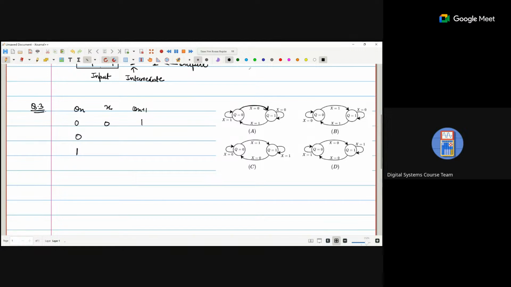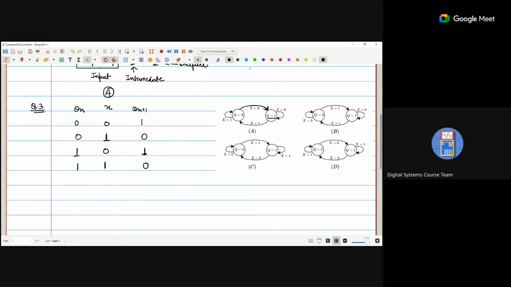Again, Q state, when x is 1, it becomes a similar state. Okay, it is on the same state. Now, if we go to the Qn is 1. Now, if x is 0, it is on the same state. That means next state is again same. And when x is 1, it will be moved to the next state 0. So this is the truth table of A.